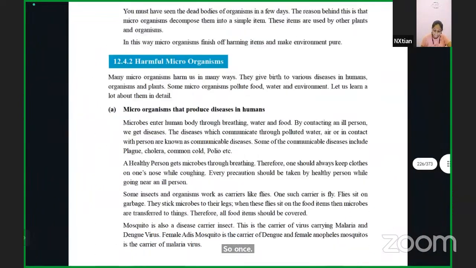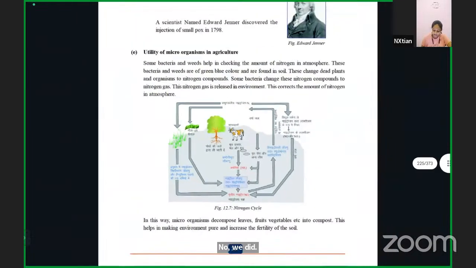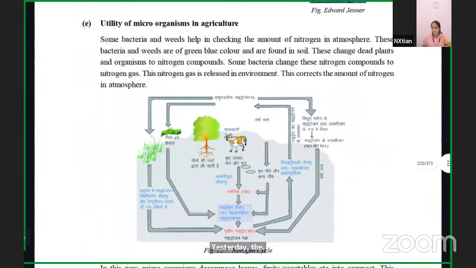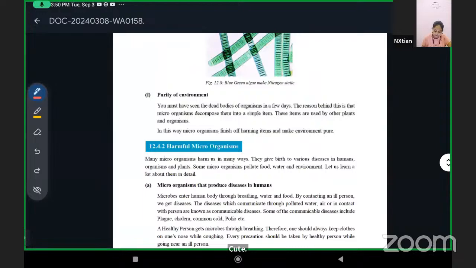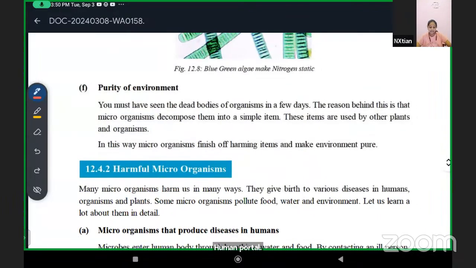Now yesterday we completed your nitrogen cycle. Okay. And today we will move further and talk about the harmful microorganisms and about the purity of microbes and further about microorganisms. So now, purity of environment. You must have seen the dead bodies of organisms disappear in a few days. The reason behind this is that microorganisms decompose them into simple items. These items are used by other plants and organisms. In this way, microorganisms finish off harmful items and make the environment pure.